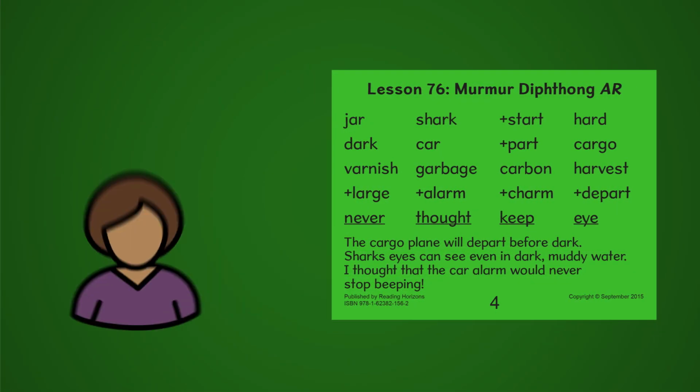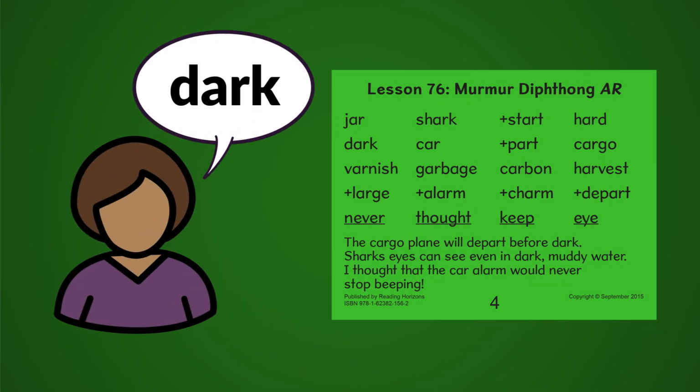Or you could simply have students chorally read words from a few or all of the columns. Then have the student read the sentences at the bottom of the card for fluency and comprehension.